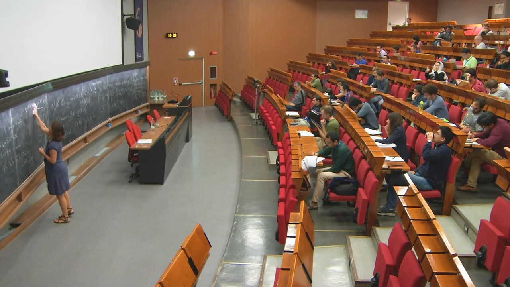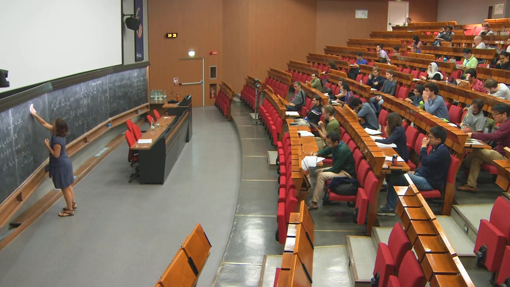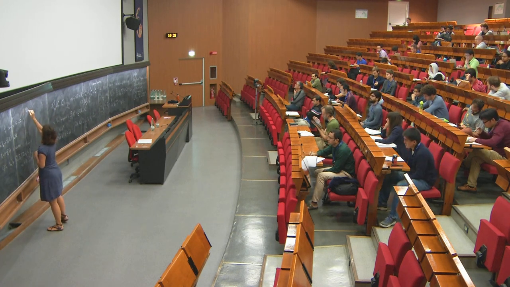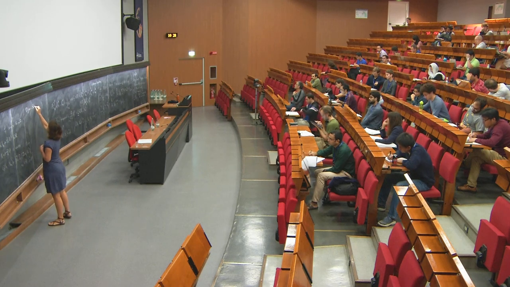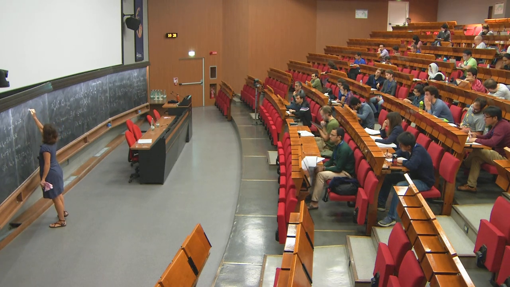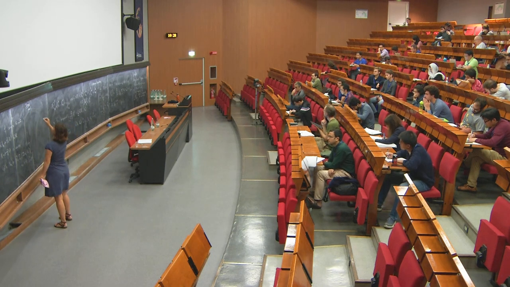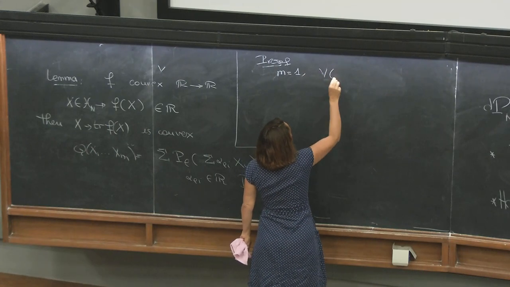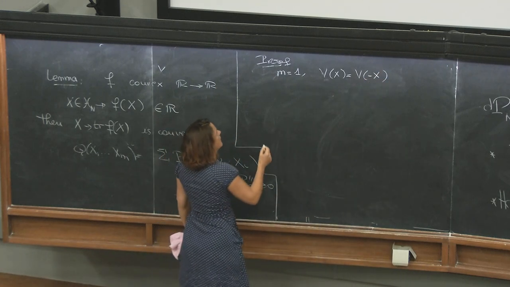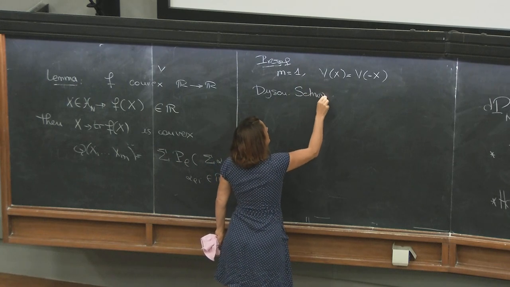So the proof is to use these Dyson-Schwinger equations. Now, as I said, I will take m equal to 1 for the proof, but again it's really only for notational purposes. And to simplify also, I will take V to be symmetric. And then I'm going to write the Dyson-Schwinger equations.